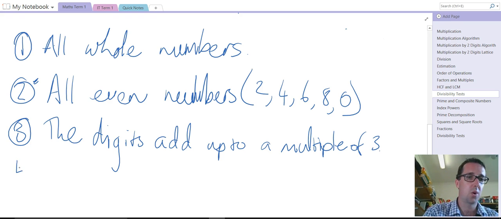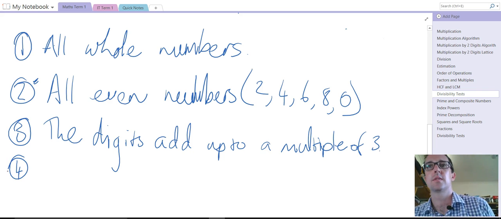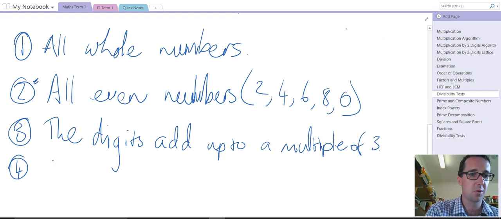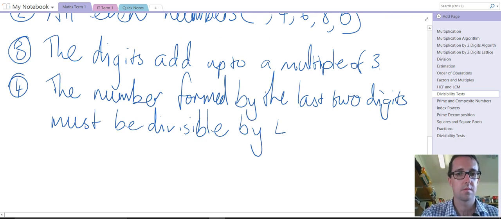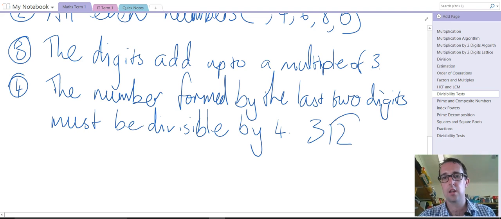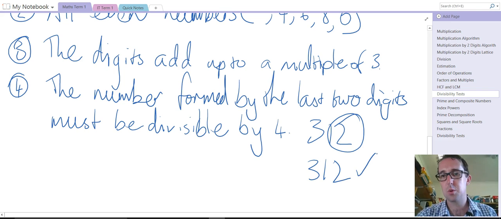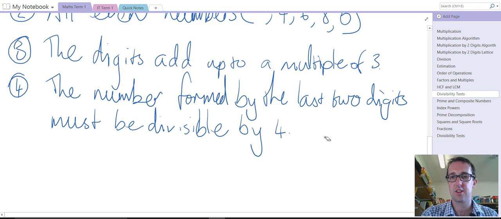Number 4. The number formed from the last 2 digits must be divisible by 4. So, for example, the number 312: 12 divided by 3 is 4, therefore 312 is divisible by 4, just from looking at those last 2 digits. 428: 28 is divisible by 4, therefore that number is definitely divisible by 4. Really cool when we start getting into some of these tricks.